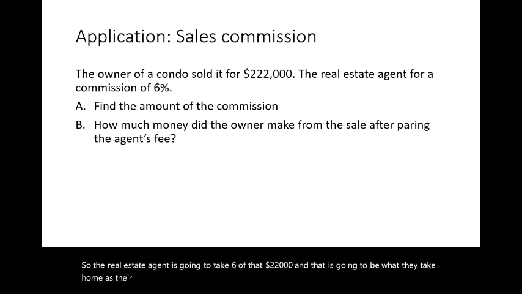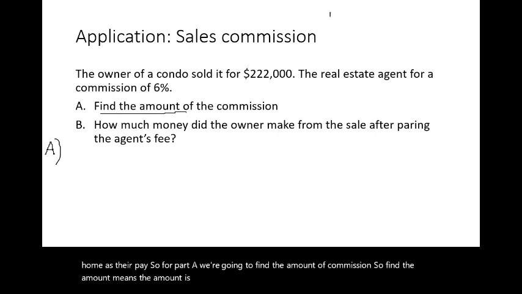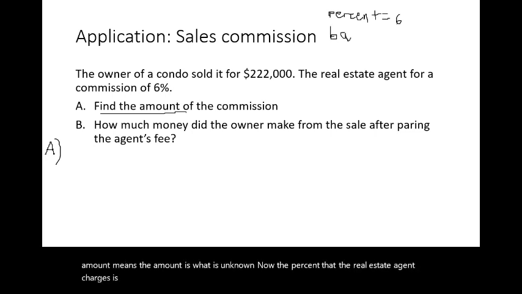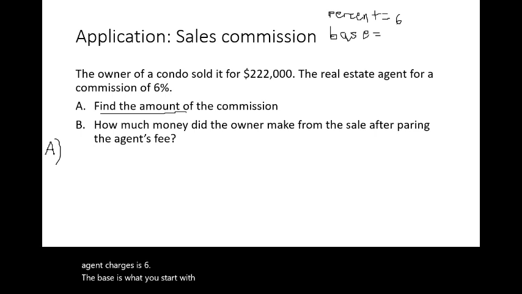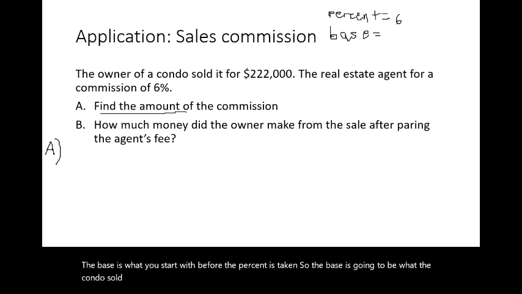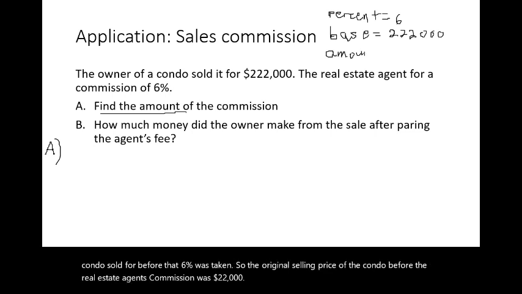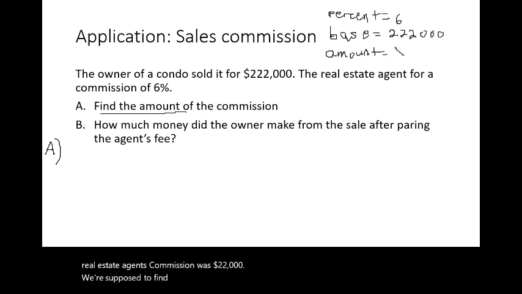So for part A, we're going to find the amount of commission. Find the amount means the amount is what is unknown. Now the percent that the real estate agent charges is 6. The base is what you start with before the percent is taken. So the base is what the condo sold for before that 6% was taken. The original selling price of the condo before the commission was $22,000. We're supposed to find the amount of commission, so we don't know the amount.